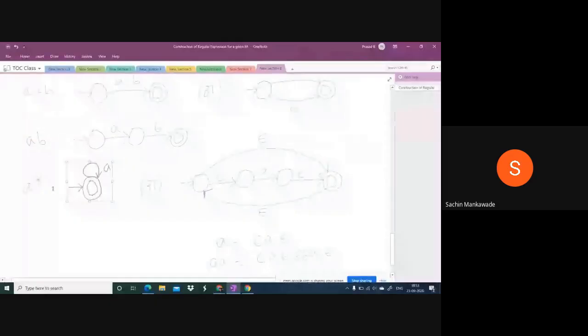So for any expression, you can construct any number of finite automata, but we will use the DFA, that is the minimal DFA, that is the smallest DFA. This is okay. Copy this one.